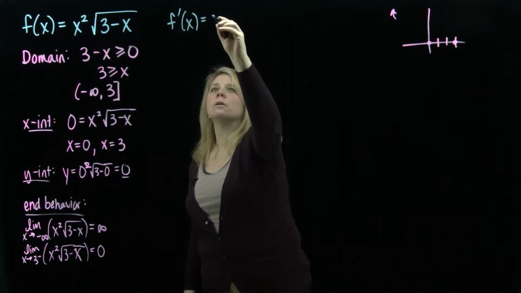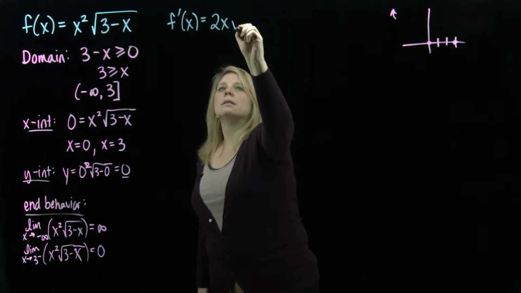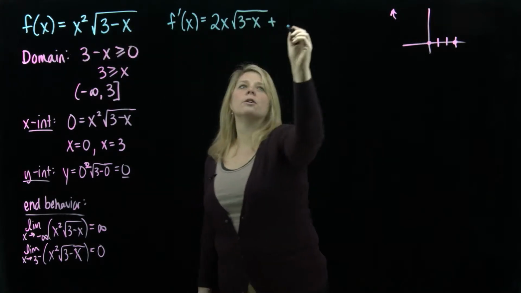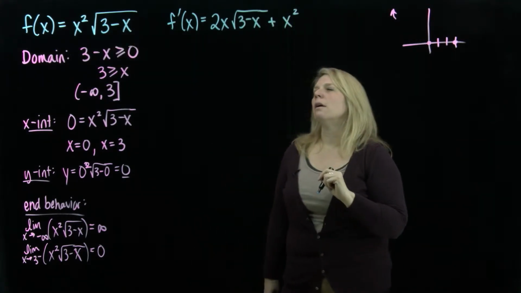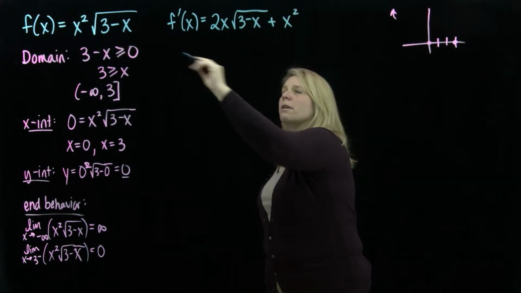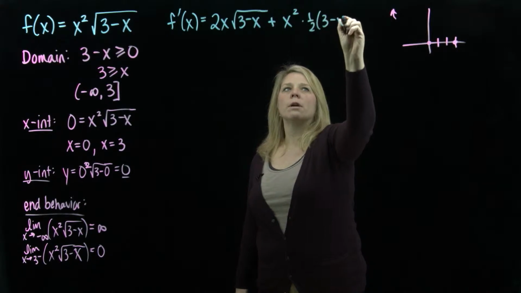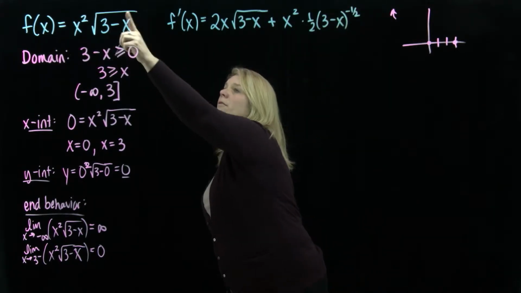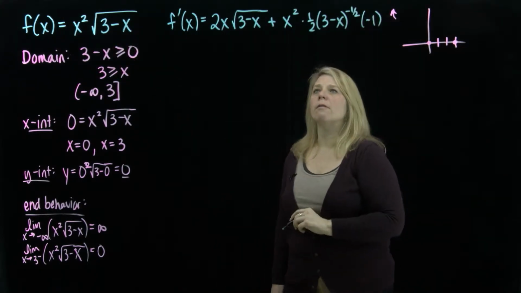So product rule, the derivative of the first function times the second function plus the first function. And then here's where I'll need to think about the 1/2 power that's there. So times the derivative of that second function. So I'll have times 1/2 times (3 minus x) to the negative 1/2. And then times the derivative of what's inside. So I'll end up with a -1 from that derivative of what's inside.